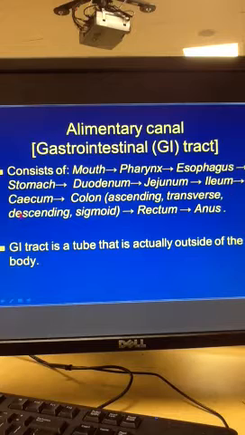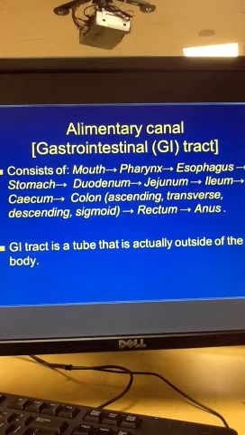Good. So we pass through the ileocecal sphincter into a blind sac called the cecum. And hanging off the cecum is a little finger-like structure called the appendix. But the cecum is the beginning of the large intestine, or colon.